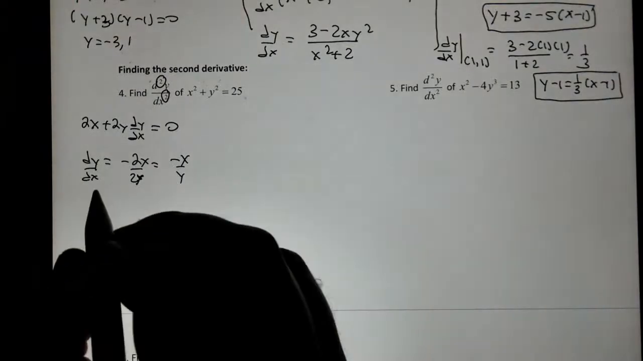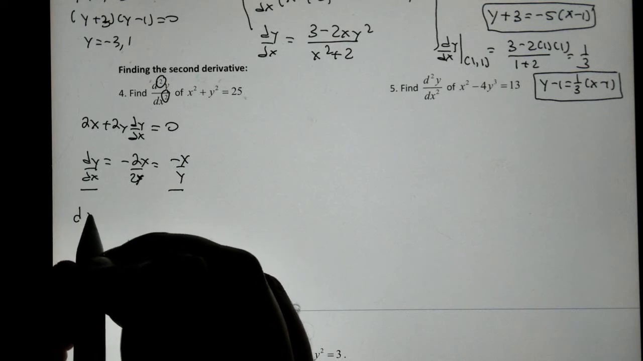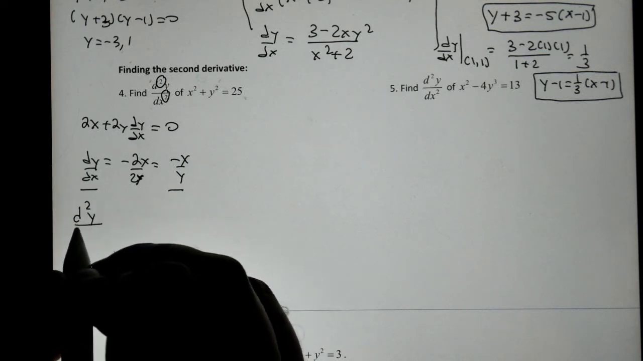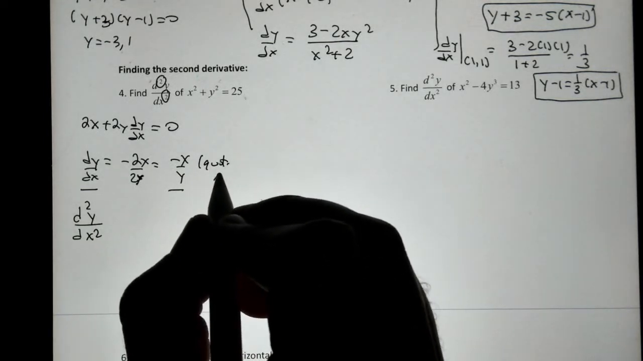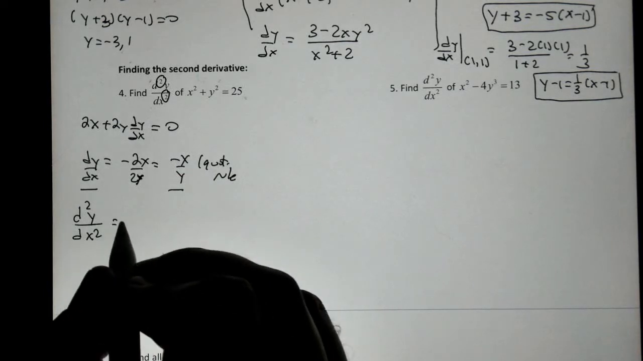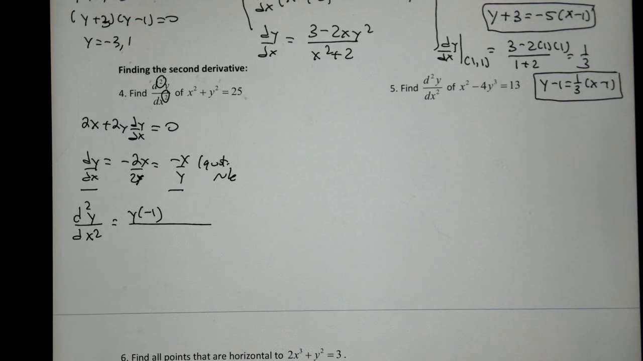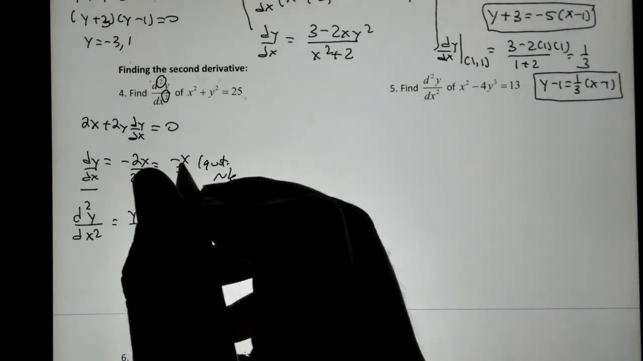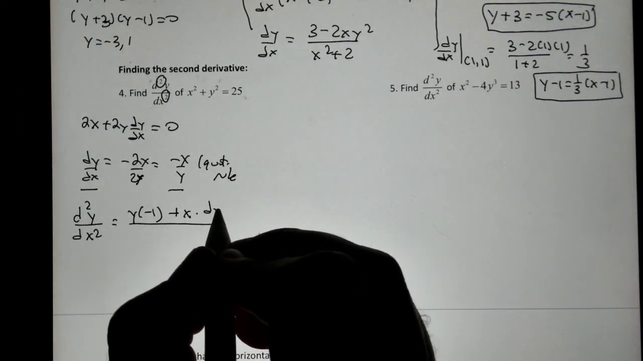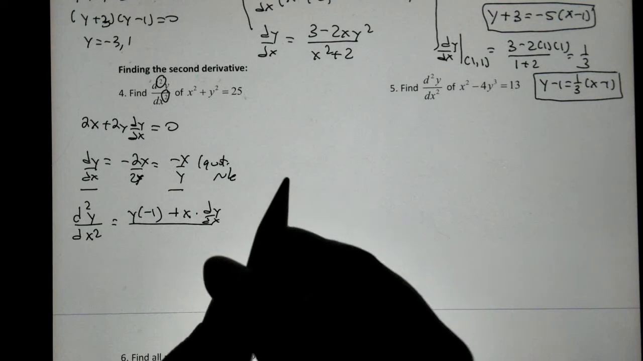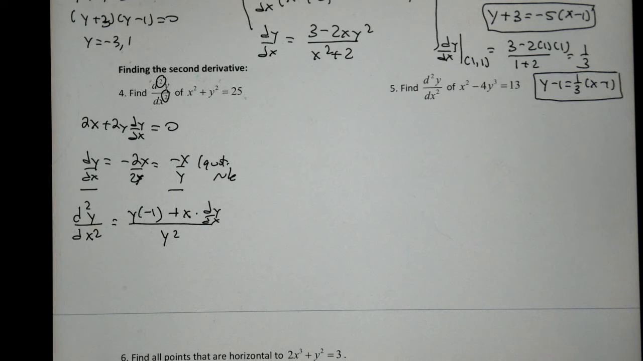Because now I have to take the second derivative. There's my first derivative. Now I have to take the second derivative. The problem with the second derivative is we're going to have to use the quotient rule on this one. That's going to give us low times the derivative of the top, which is just negative 1, minus the top. The top is negative x, so I can make that a plus x, times the derivative of the bottom, dy/dx. That's where our trouble begins, over the bottom squared. So there's our second derivative.